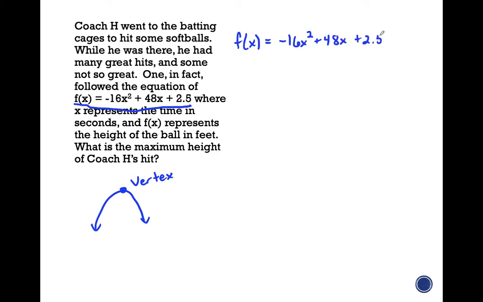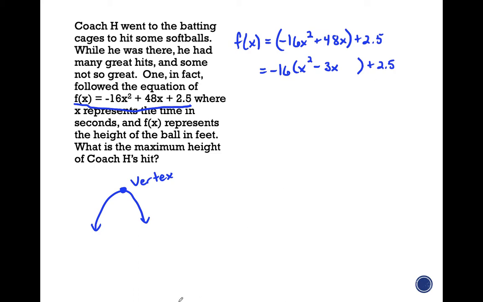All right, so again, first thing we need to do, group the x's. Now I'm going to factor out my leading coefficient. So I'm going to factor out a negative 16. If I take 48 and divide by negative 16, that's going to leave me with a negative 3. Again, I'm going to leave a little gap here because I want to come back and complete the square, plus 2.5.